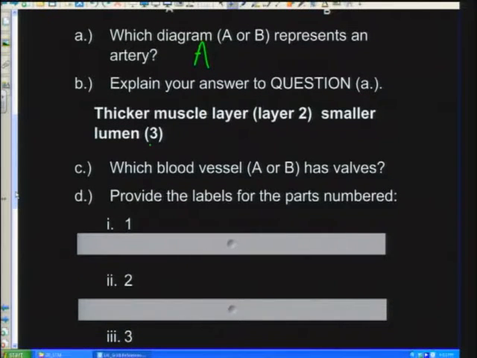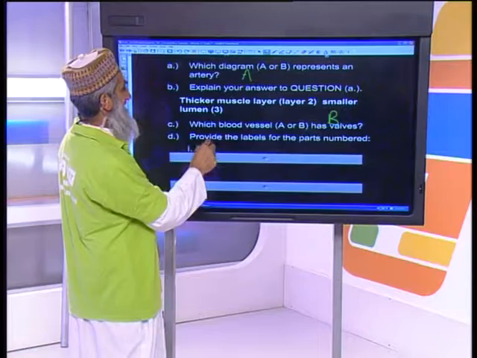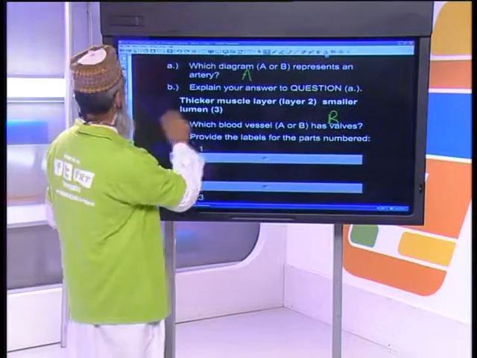Which blood vessel, A or B, has valves? The answer has to be B. And why? Because to prevent backflow of blood, right? Now provide labels for parts number 1, 2, and 3.